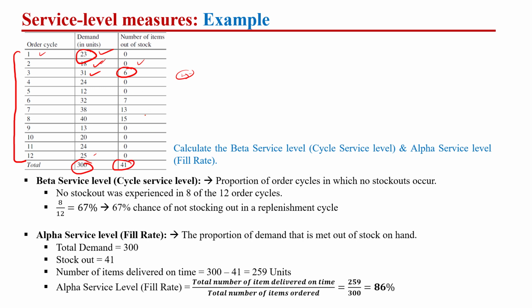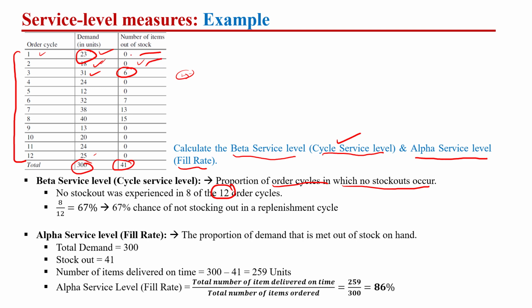So based on this data, how can we calculate the cycle service level, which is also known as beta service level, and how can we calculate the fill rate, which is also known as alpha service level? As far as the beta service level or cycle service level is concerned, it is based on the order cycles in which no stock out occurs. How many order cycles? That is 12. Out of 12, how many times was there no stock out, when there were zero items out of stock?